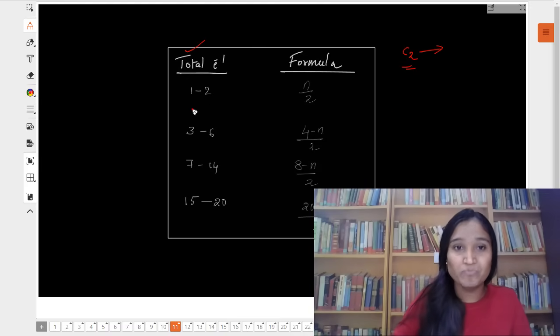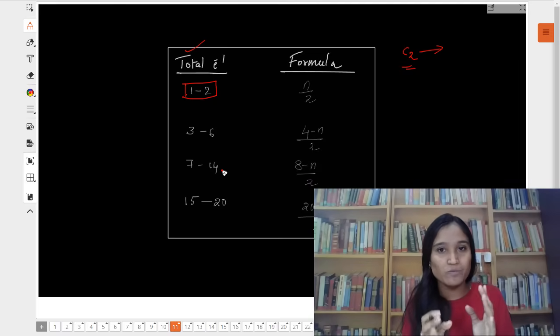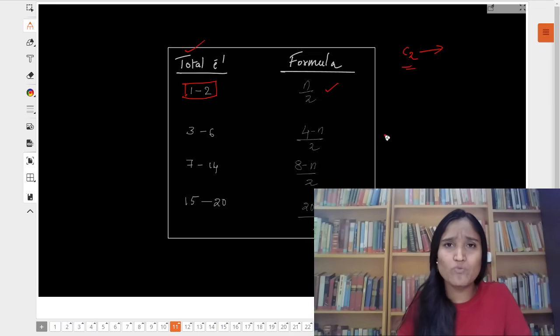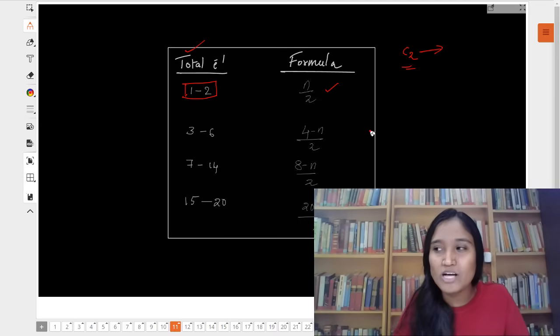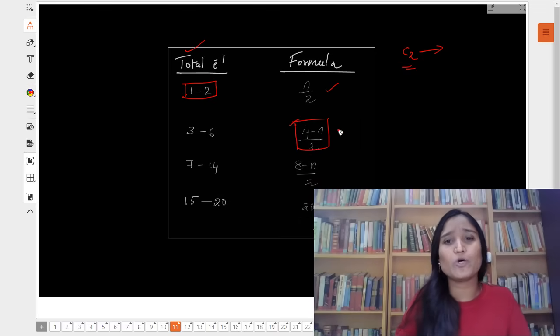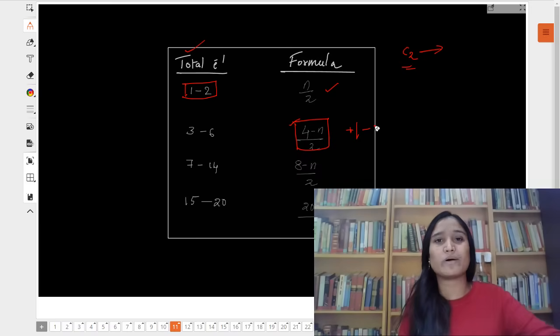Observe this range. If the total number of electrons falls in 1 to 2, then the formula to calculate bond order is n by 2. What if the total number of electrons falls between 3 to 6? Then the formula to calculate bond order is 4 minus n by 2. Always remember, out of this formula, you might get a positive or a negative value. The sign doesn't make any difference here. You just need the magnitude, forget about the sign.